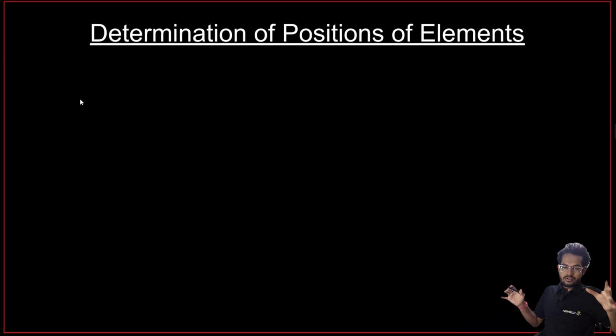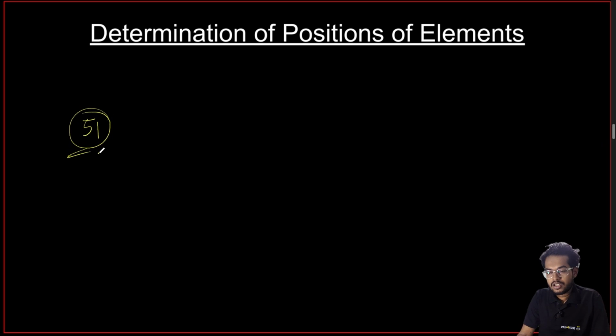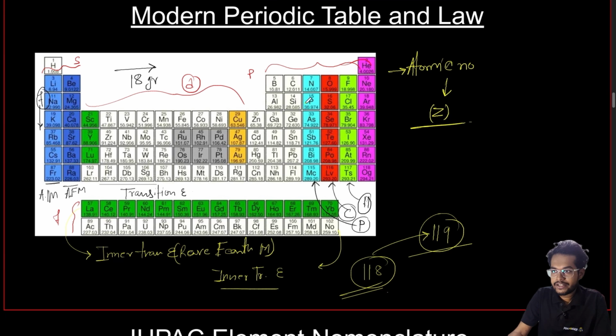Now suppose I gave you a random element and I ask you to determine its position in the periodic table. How are you going to do it? Actually there are two methods. I am showing you the one I mostly used in my days. Suppose the atomic number of the element is 51. When you are doing this, always keep this section in mind. This will be your guideline.